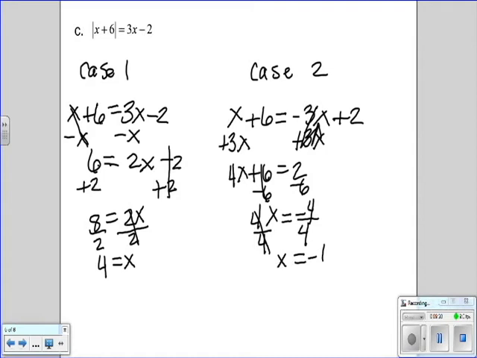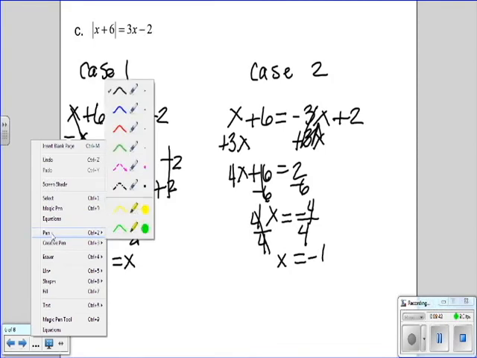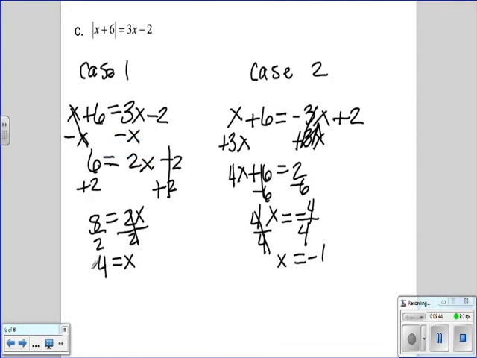We are not guaranteed that these two are actually solutions to the equation. So you go through all this work of solving both cases, case 1 and case 2, but now you have to check your solution. Okay, so I'm going to check in green here. You go back up to the original equation up here, and you plug in your solutions. I'm going to start with x equals 4. I need to check that the absolute value of 4 plus 6 is equal to 3 times 4 minus 2.